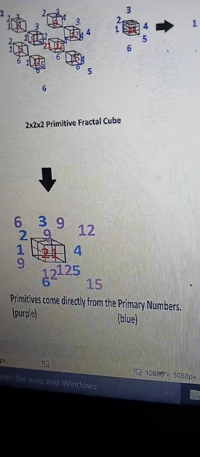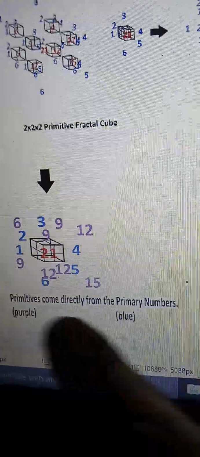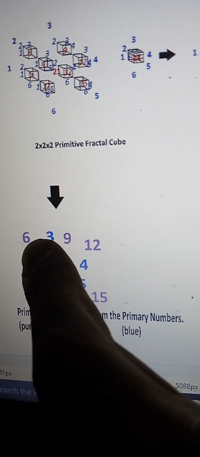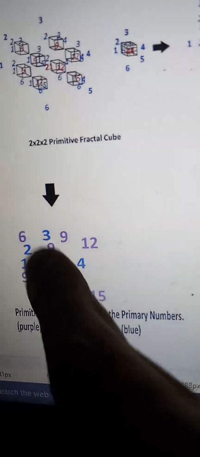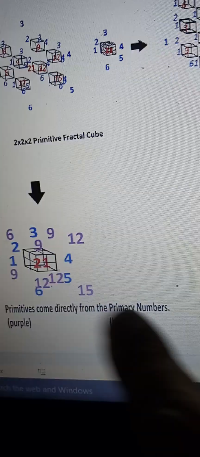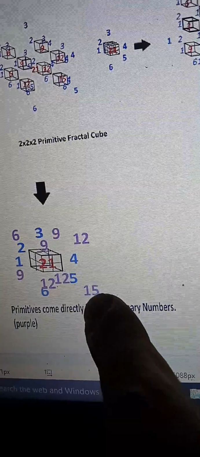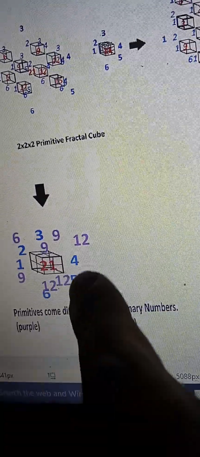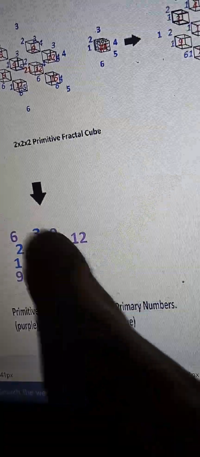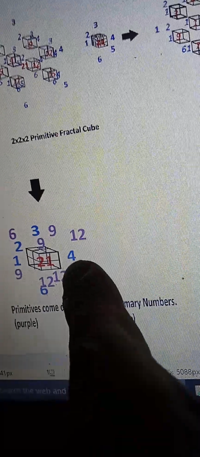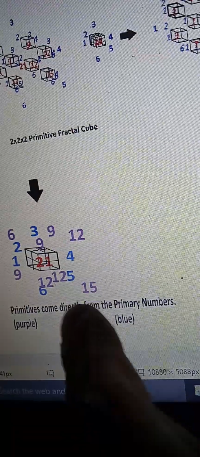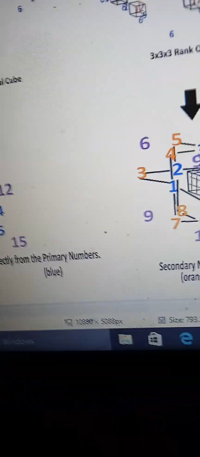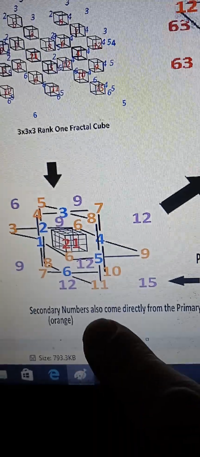This is a primitive. The primitives come directly from the primary numbers. The primitives are colored purple because that's the same color as the inner ghost numbers. And the primary numbers are blue. 15 comes from 6, 4, and 5. 9 comes from 3, 4, and 2. 12 comes from 3, 4, and 5. So you get where I'm going at. Wait. 3, 4, 7, 8, 9, 10. Yeah, that's right. These are secondary numbers.